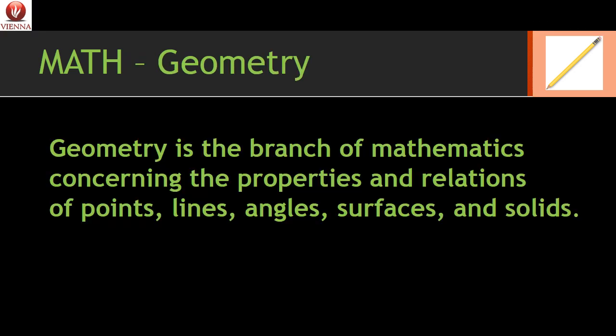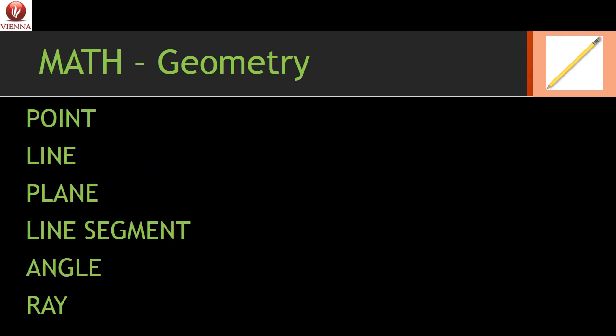So this is one definition of geometry: the branch of mathematics concerning the properties and relations of points, lines, angles, surfaces, and solids. And by solids, we mean prisms, cubes, pyramids, cones, that sort of thing. So we will be covering area and perimeter and a lot about notation, but we'll first start with these very fundamental ideas in geometry. So we're going to look at the point, line, plane, line segment, angle, and ray.